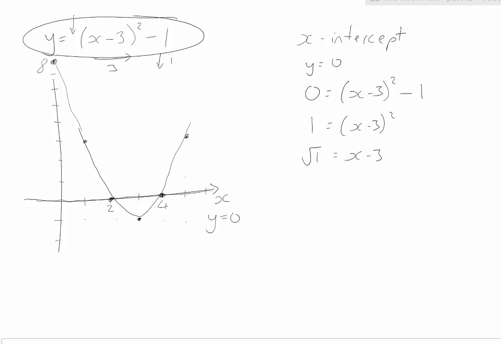Now remember, the square root of 1 is going to be either plus or minus 1, because it's a positive number, so we'll have two solutions. So there's x minus 3. And now, to finish solving this equation, I'm just going to have to add 3 to both sides. So I'm going to end up with x is equal to either positive 1 plus 3, which is equal to 4, or negative 1 plus 3, which is equal to 2. And you can see these two solutions, 4 and 2, match what we had over here on our graph. So that's how you could algebraically find the x-intercepts.